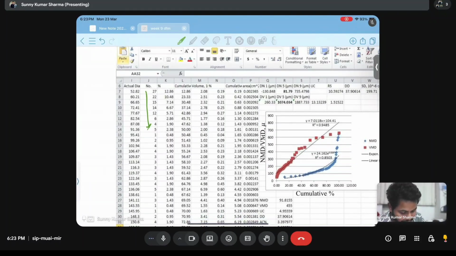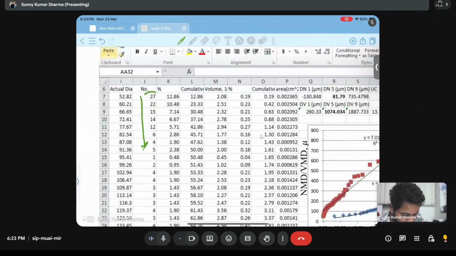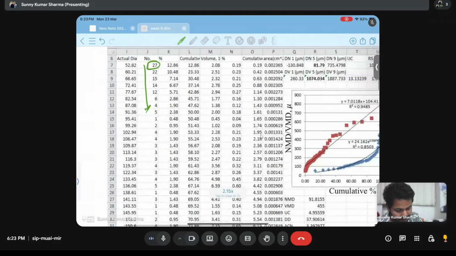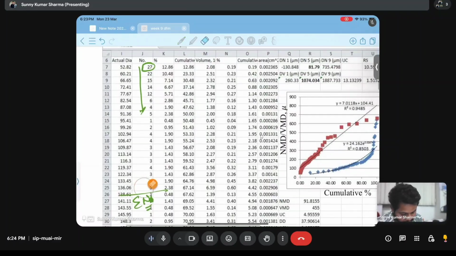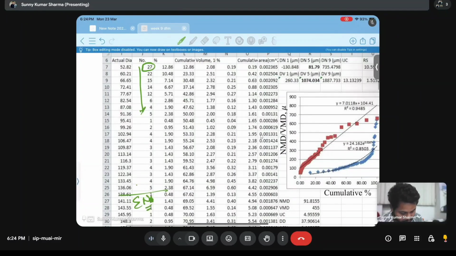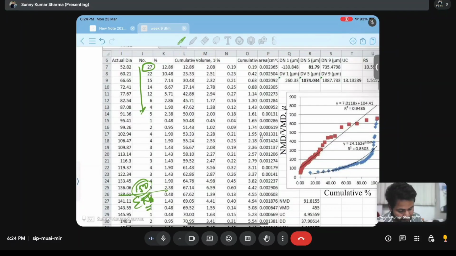Now in the next step, we find what percentage this number is of the total number of droplets. Suppose we add 27 plus 22 plus 15 plus 14, and we get a summation of these numbers. Suppose it comes to 150. So 27 is how much percentage of 150? Suppose it is 12.86. Next, 22 is how much percentage, then 15, then 14. Likewise, it will be done for the whole data, and at the end it will be very small.